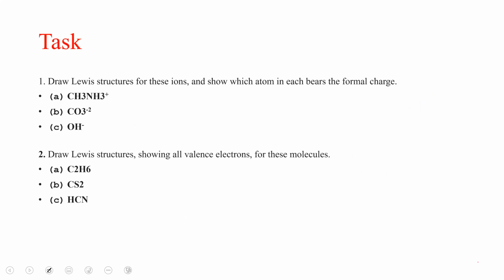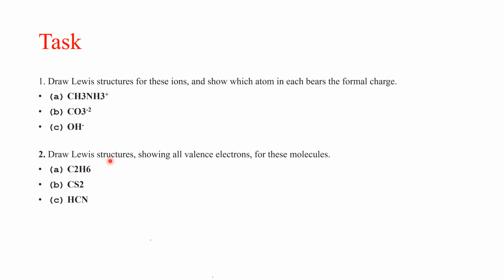And now the next is your task, which you have to submit. I'll check whether you are able to get the concept of how to draw the Lewis structure and how to calculate the formal charge. Question number 1 is that you have to draw the Lewis structure of these ions and show which atom in each bears the formal charge. There is CH3 positive, NH3 positive. This is the overall charge on the molecule, and you have to see which atom is carrying the positive charge and giving the overall molecule the positive charge. This is carbonate, CO3 2-. This is hydroxyl, OH -1.